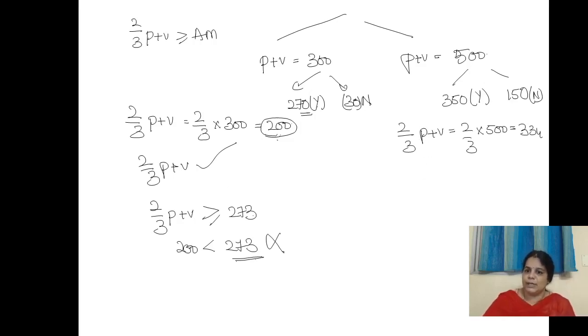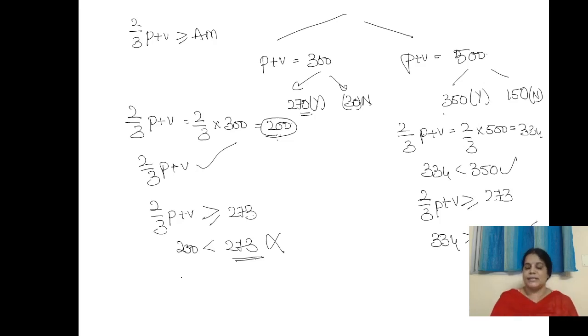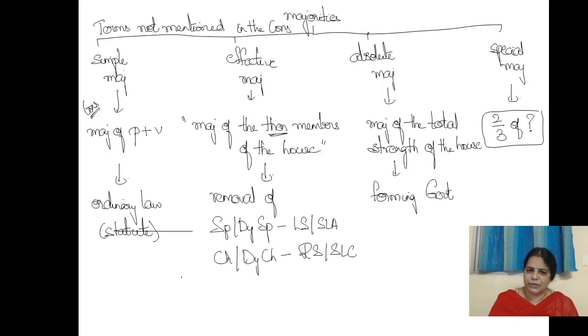Now here, please look at it. At least 334 people should say yes. 350 people have said yes. So 334 is less than 350. Therefore, at this stage it is approved. And 2/3 present and voting should be greater than or equal to absolute majority, which is 273. 2/3 present and voting is 334. This is greater than 273. Therefore, this is approved. This is passed. The other one is not passed. This is how you understand simple, special, effective, absolute majority.